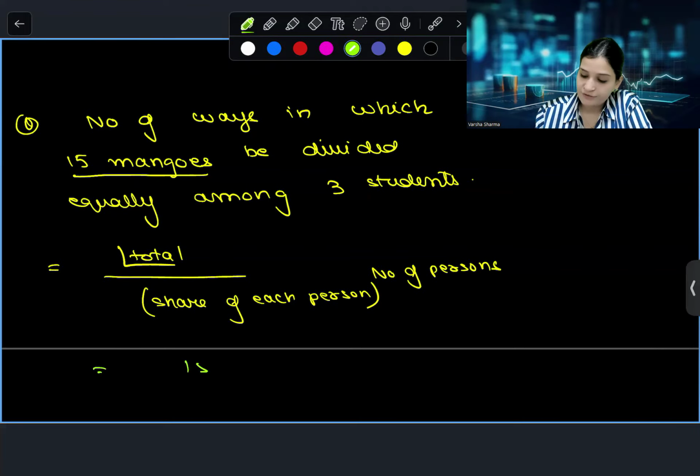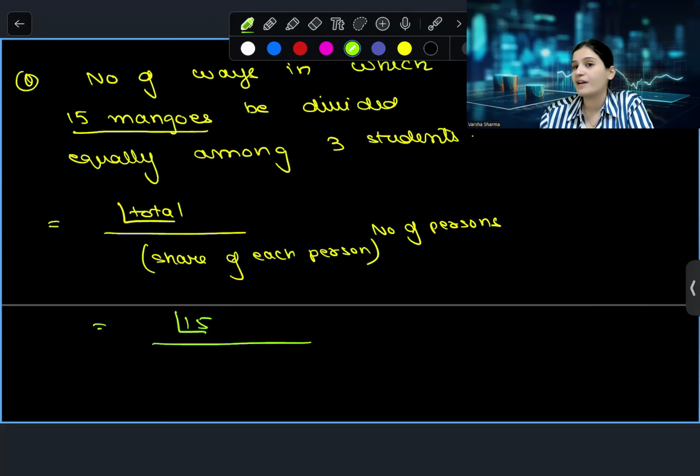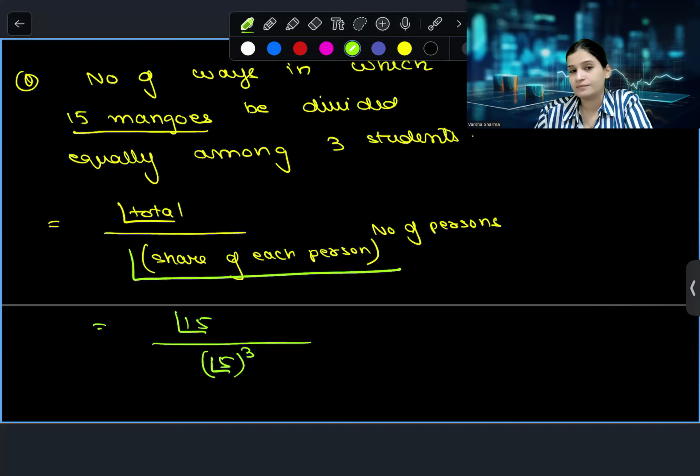So this will be 15 factorial. If 15 mangoes are divided among 3 people, every person will get how many? 5. So factorial 5 raised to the power 3. You'll have the same thing in the option. In your option, you won't have a calculated one. Clear? Yes.